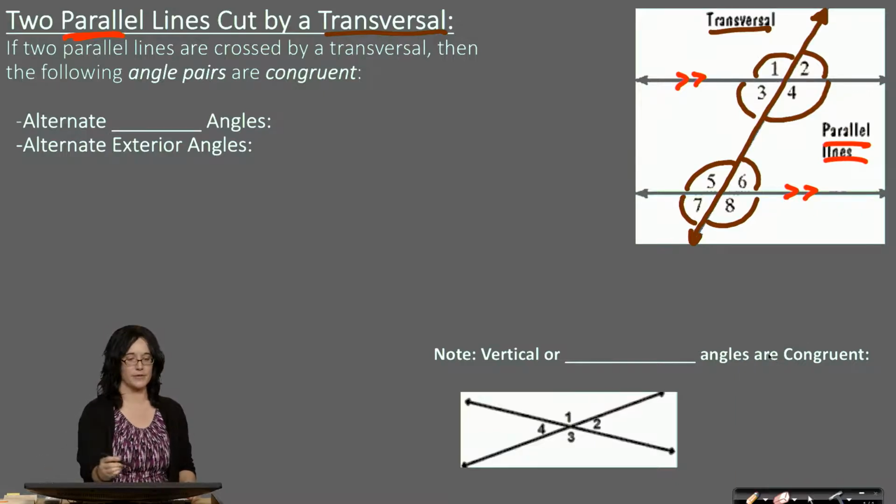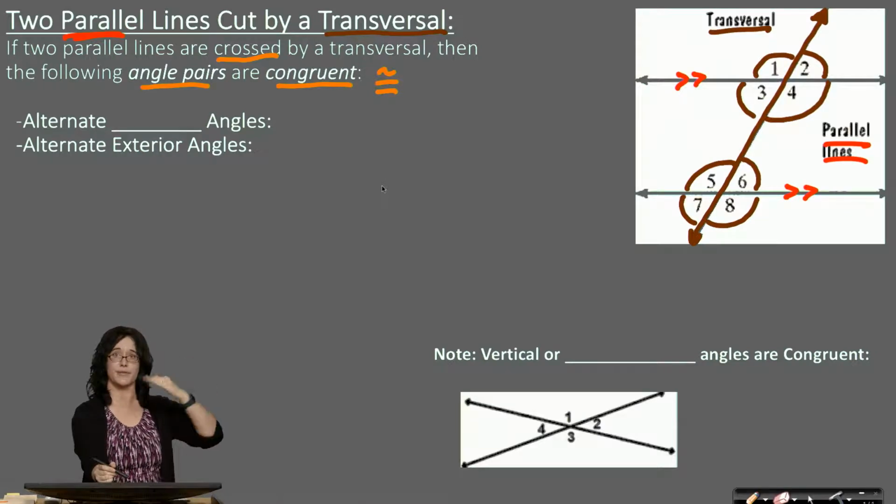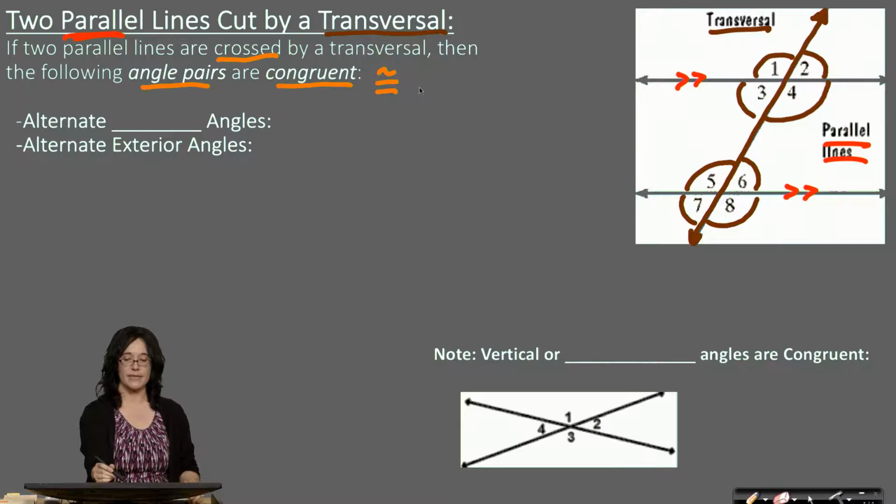First things first, we say if 2 parallel lines are cut or crossed, is another word for it, by this transversal, then the following angle pairs are congruent. And I don't think we've used that word yet, so let's describe it. When we say congruent, this is the symbol we typically use in geometry. It's an equal sign with a little tilde on top. Congruent just means having the same size or measurement.